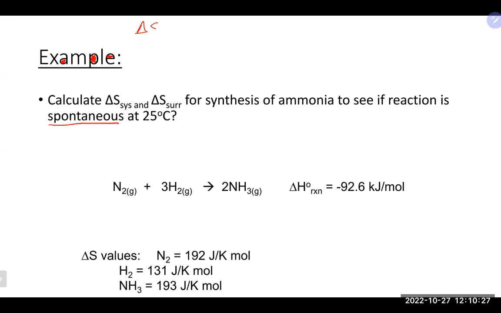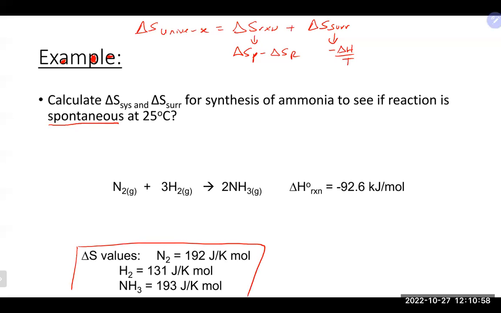Here we would have to calculate the delta S of the universe to help us make that determination, which means we need the delta S of our reaction plus the delta S of our surroundings. So as we just talked about, our reaction is going to be our delta S of our products minus the delta S of our reactants, and our surroundings is going to be our minus delta H over T. So we can start with either one, and we'll start with the delta S of the reaction here.